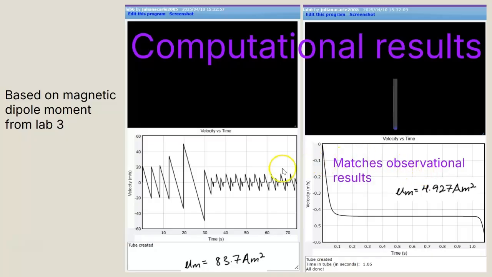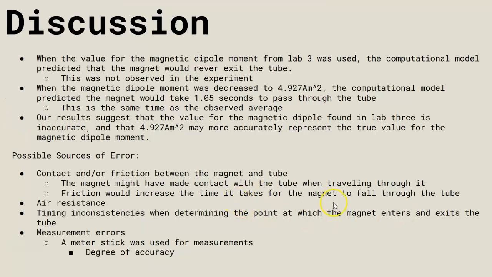These are the results of our computational model, with the dipole moment from lab 3 on the left and the dipole moment that was found using trial and error on the right. So when the value of the magnetic dipole moment from lab 3 was used, the computational model predicted that the magnet would not exit the tube, which was not observed.